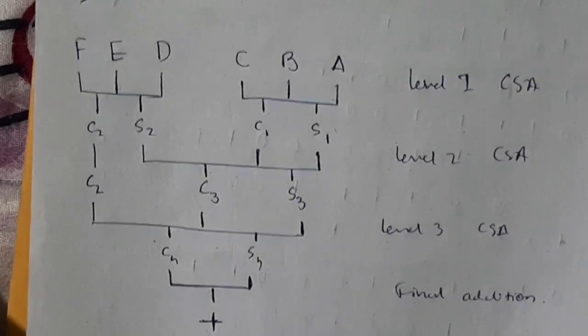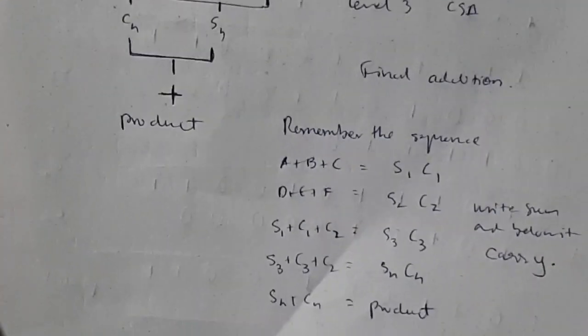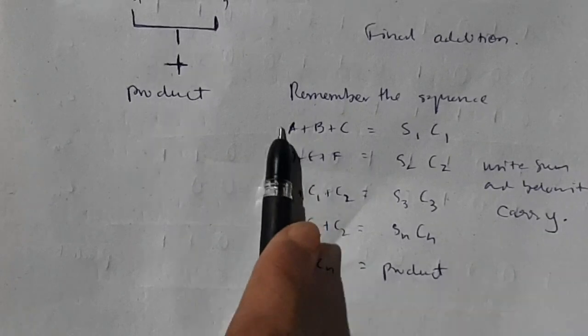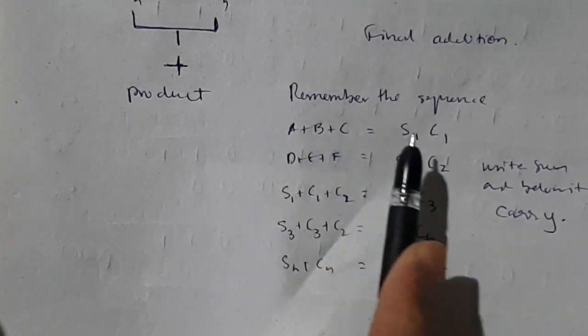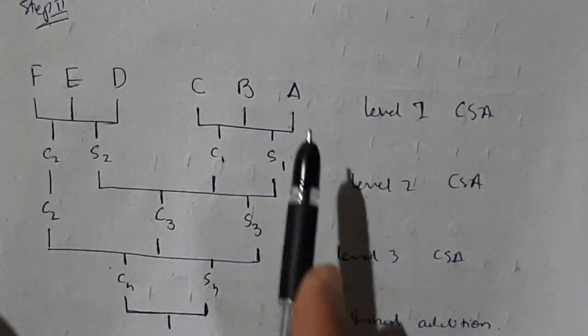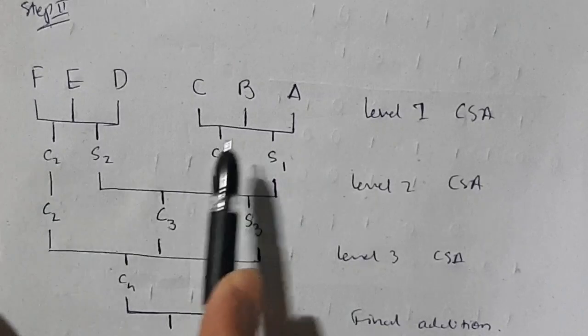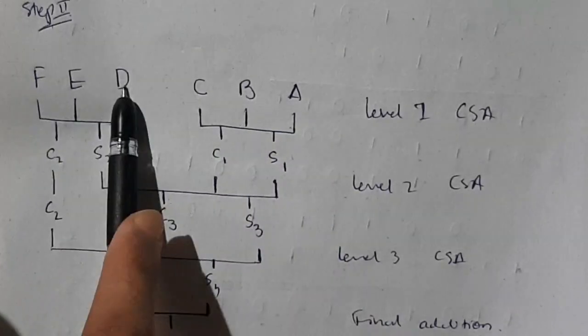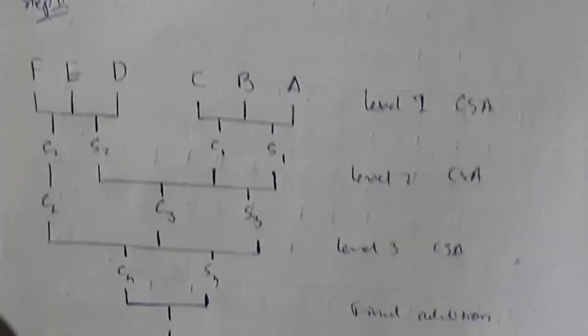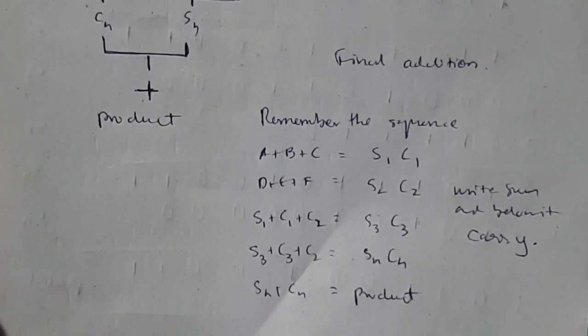Now remember the sequence here, A plus B plus C, that gives S1 and C1. I remembered it this way: if A, B, C are there, S1 and C1 will be there. I'll show you how to add these things, FED, and for all this I have written here. If you want you can use the same way.